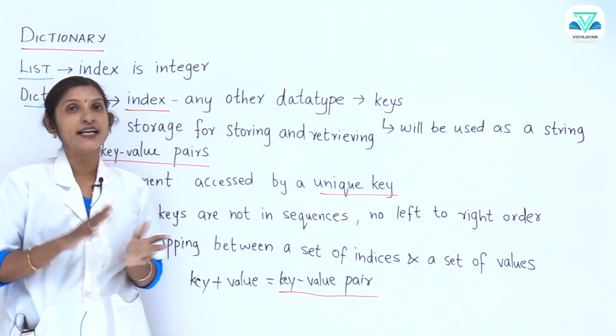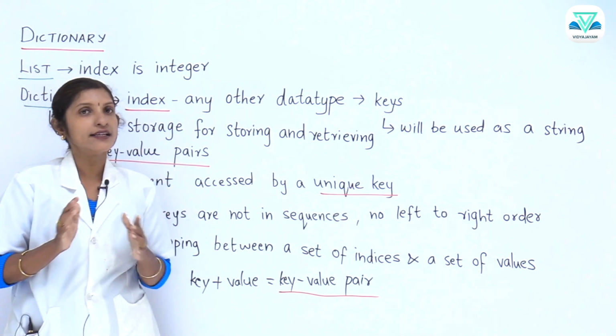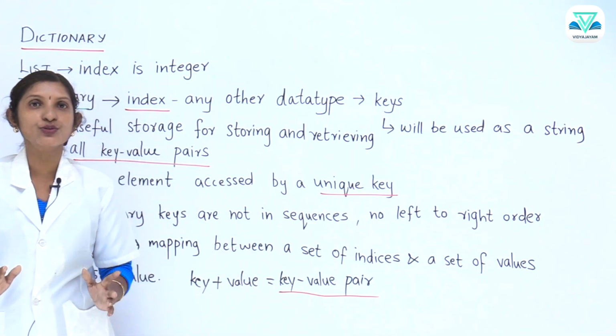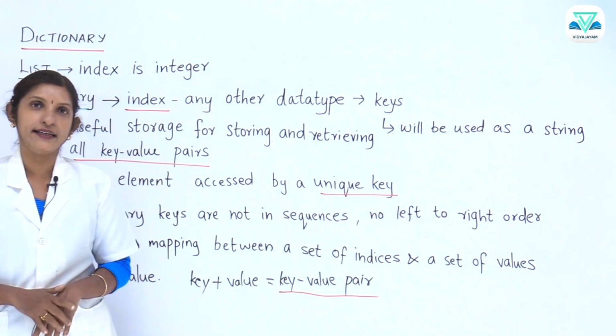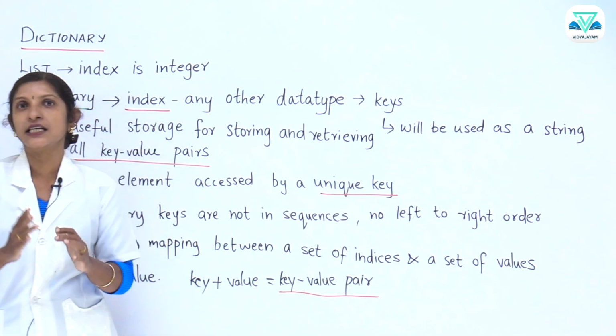And this is important as well, as this is the difference which we cannot see in the case of list. In list we are always referring to the index only, but here we have to see the value as well as the index. So this value as well as the index together we can say as key value pair.